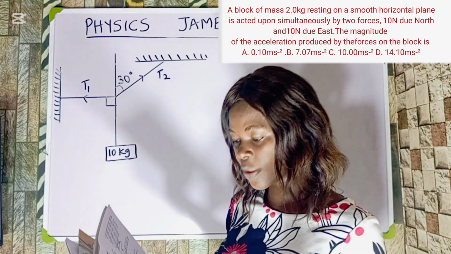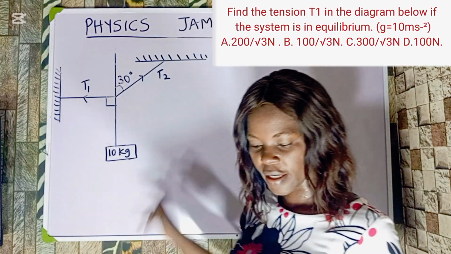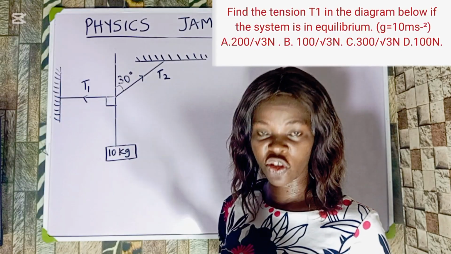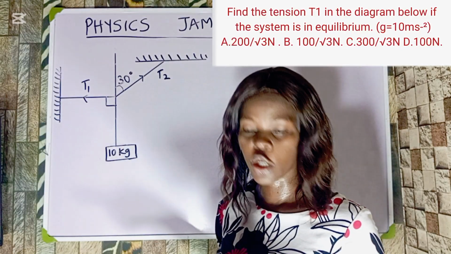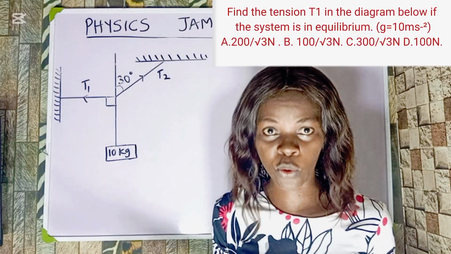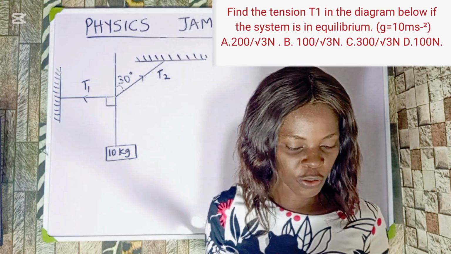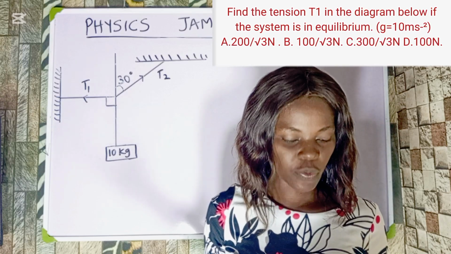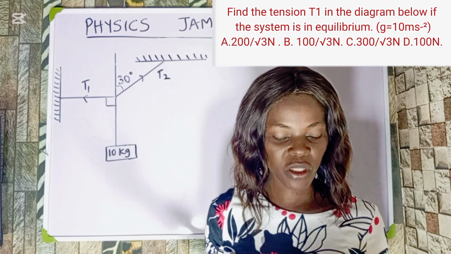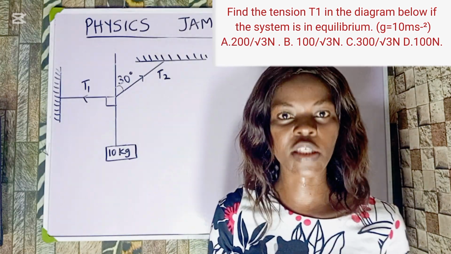Find the tension T1 in the diagram below. That is the diagram we have on the board. If the system is in equilibrium, we are given acceleration due to gravity g to be 10 meters per second square. So it means that we're going to use this diagram to solve for our tension T1. Do you understand? So we are given the following options. Option A is 200 over root 3 Newton. Option B, 100 over root 3 Newton. Option C, 300 over root 3 Newton. Option D, 100 Newton. So let's see how we can solve this particular problem.